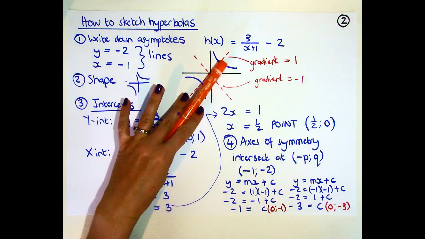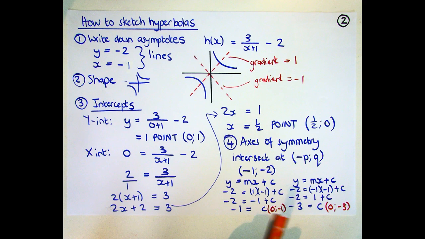So for the positive one, it is a gradient of 1, and for the negative one, it is a gradient of negative 1. When you sub those in, as well as the point of intersection, which is your (negative p, q), then you're going to get ordinary straight line formulas with a c value that tells you the intercept on the axes.